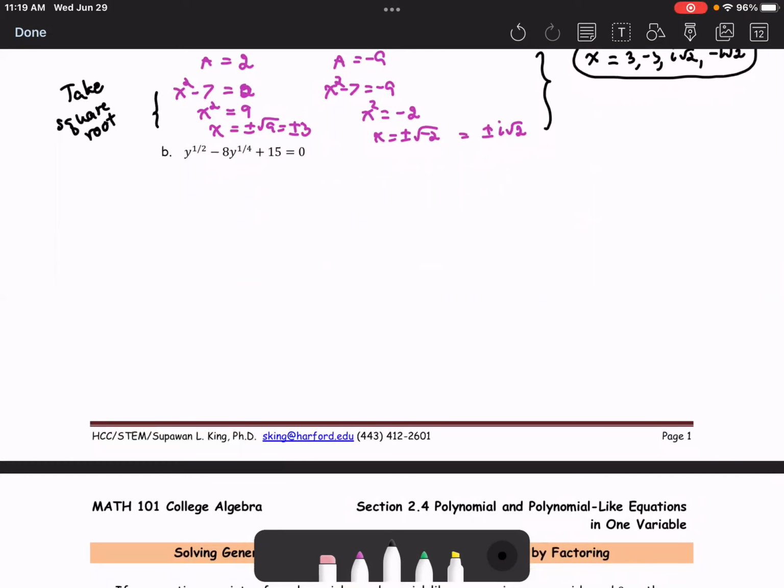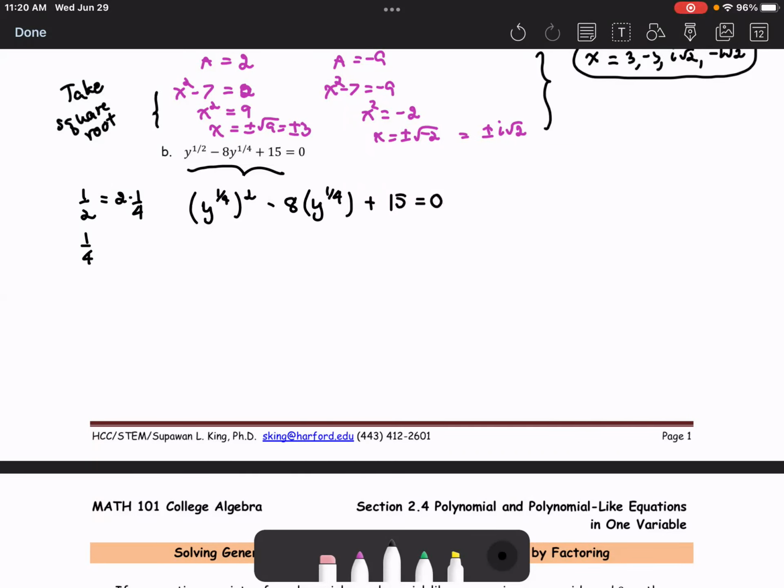For the second one, the equation is y to the power 1/2 minus 8 times y to the power 1/4 plus 15 equals 0. As you notice, for the first term, the power is 1/2. For the second term, the power is 1/4. 1/2 is twice 1/4. So we can rewrite the expression on the left side as the quantity y to the power 1/4, squared, minus 8 times y to the power 1/4, and we treat y to the power 1/4 as one quantity, plus 15 equals 0.